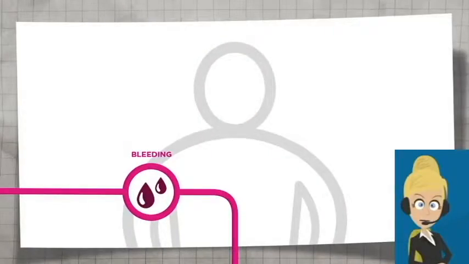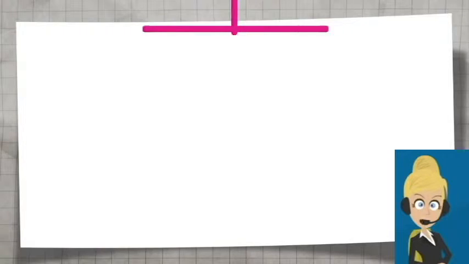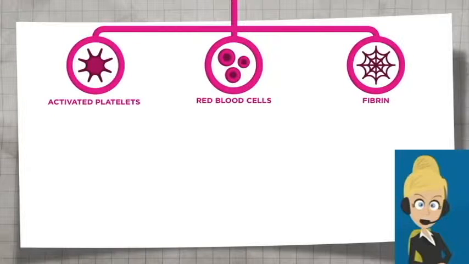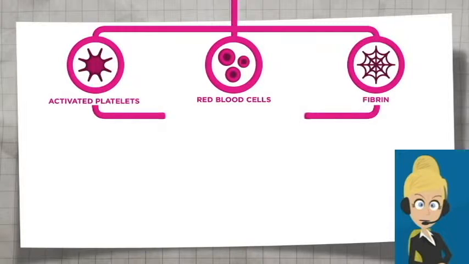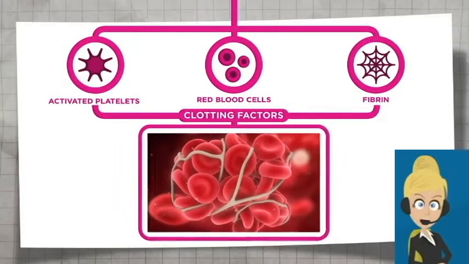Hemostasis is the normal physiological response to limit blood loss after vascular injury. Blood clots are made up of activated platelets, red blood cells and fibrin, which hold the clot together. The process is mediated by around 30 proteins, which are known as clotting factors.